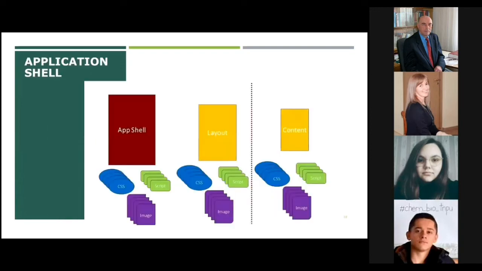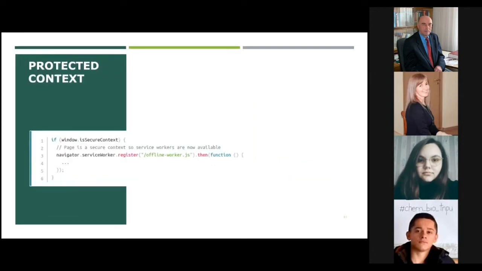The application shell is loaded and displayed to the user and could potentially be cached by a service worker to access it offline, and then the content of the page is dynamically loaded when a user moves through the application. The secure context is a window object or worker object that meets the minimum standards of authentication and confidentiality.